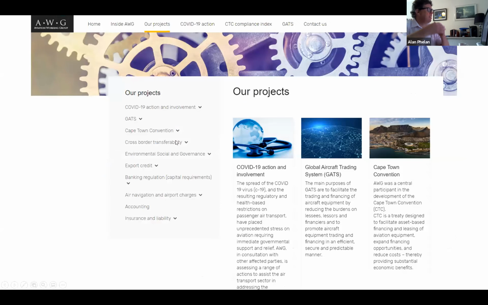Another good reference and source of information is the Aviation Working Group, and they're trying to coordinate various projects in aviation, and in particular in aircraft leasing. And you might be familiar with the GATS, Global Aircraft Trading System, something that they're working on, and the Cape Town Convention. That's something we may actually visit in the next week or two on the APTN Zoom calls.